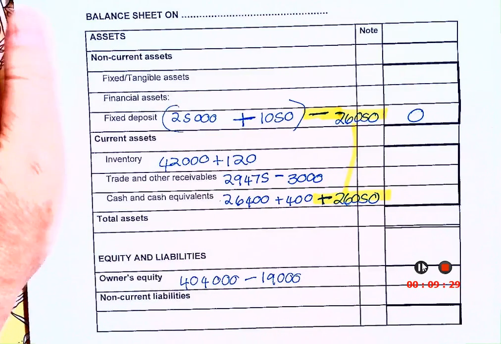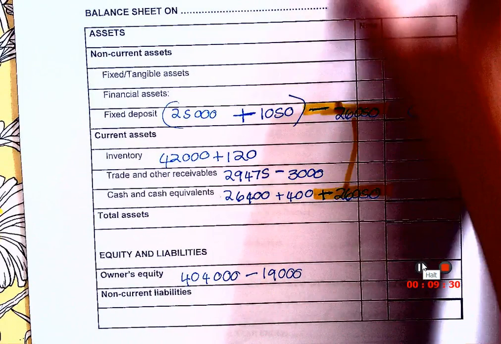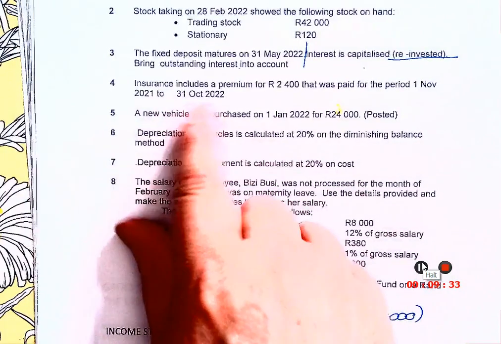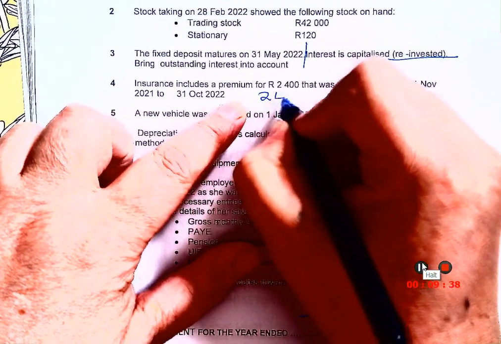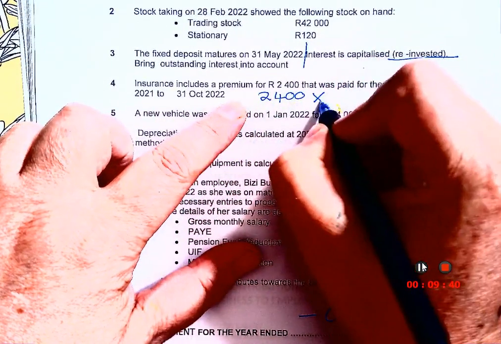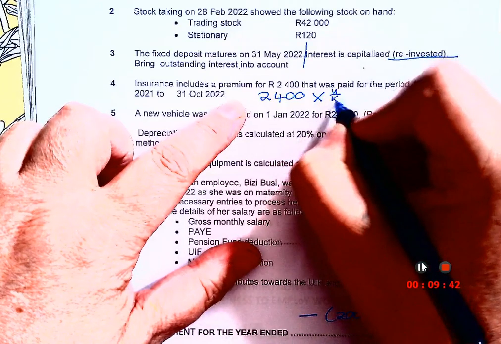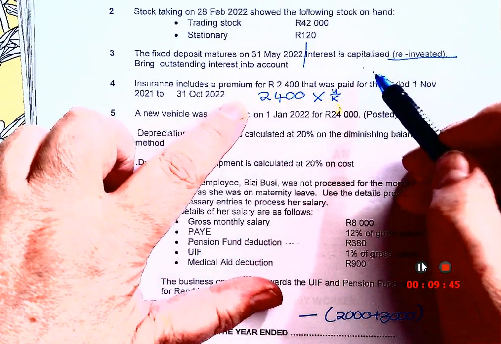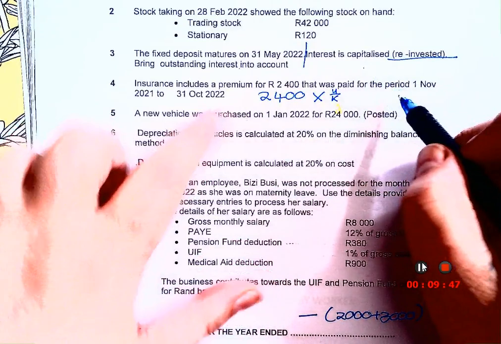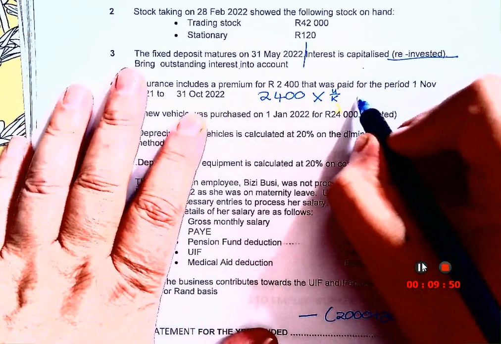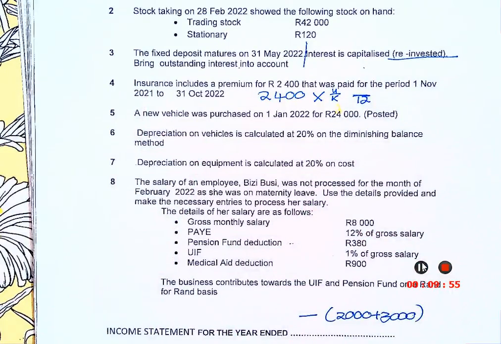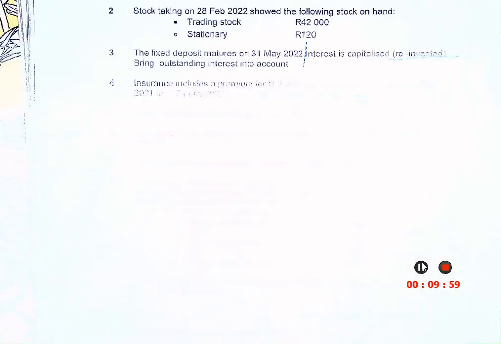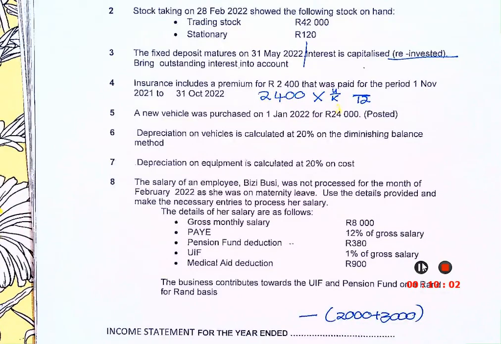Next one is insurance. Insurance includes a premium of 2,400. Now I want to know the unknown over the known. It was paid for the period 1st November till 31st October. You can see this is 12 months. Now you need to decide: are you going to count? If I look, what is my financial year? It is 28 February.